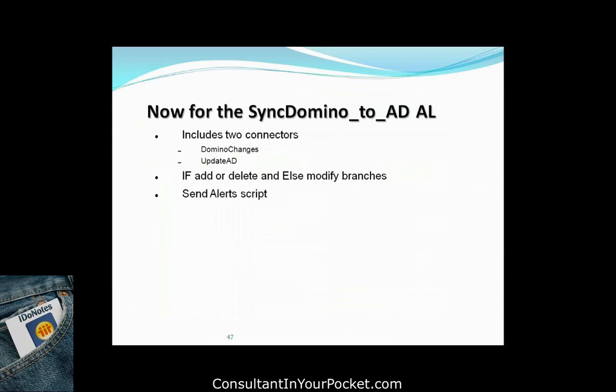But the next assembly line is the simpler one. This is the one where we're going to sync Domino to Active Directory. We're going to include two connectors, the Domino change connector, and then our AD updater. We're going to have some if and else branches, and then we're also going to do something a little different, which is that we're actually going to send an alert.